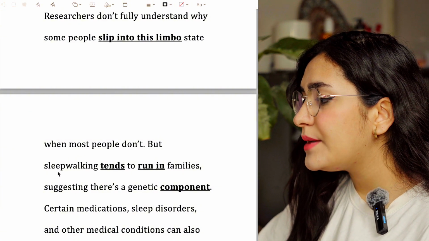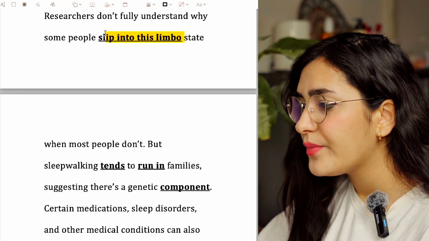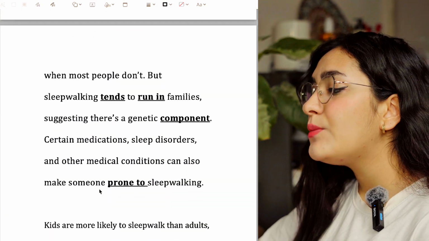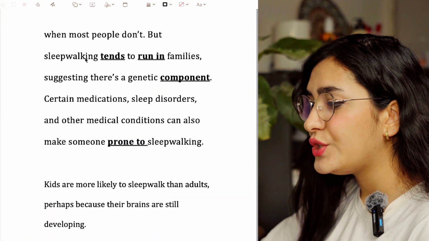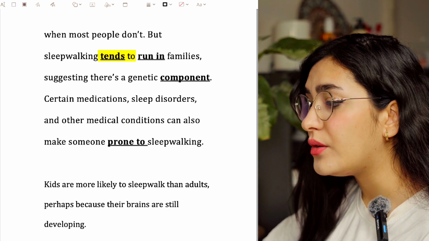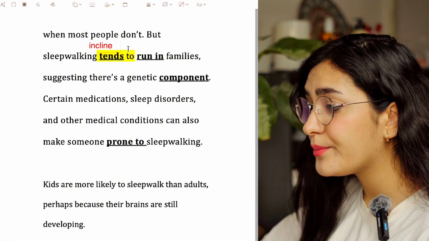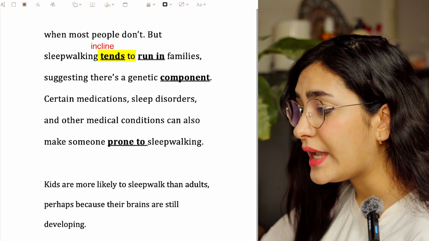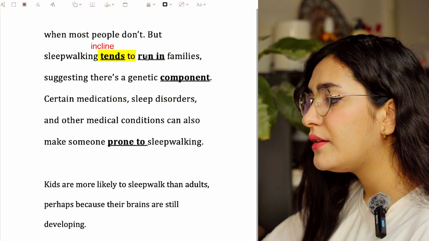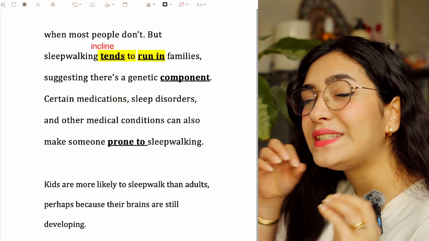So, slip into this limbo. What does this mean? It means to enter a state of uncertainty. Sleepwalking tends to. Tends to means to have a tendency or incline. He tends to be late for meetings. Run in families. But run in families, it means it's something related to genetics.